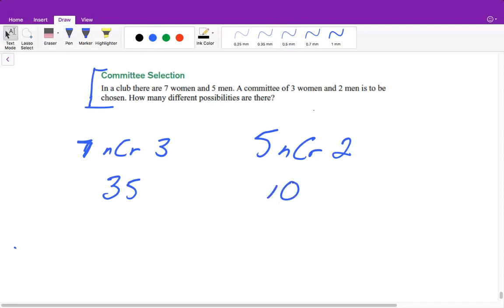So we can pick a total of 35 different combinations for women and a total of 10 different combinations for men. And as we learned earlier in this video about the fundamental counting principle, when we have different events taking place, we can find the total number of them by multiplying. So that means there are 350 different possibilities of picking 3 women of the 7 and 2 men of the 5. All right, that is it for this video, and that's it for this section.